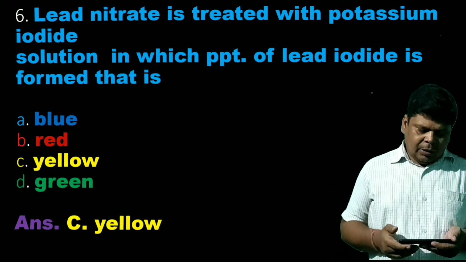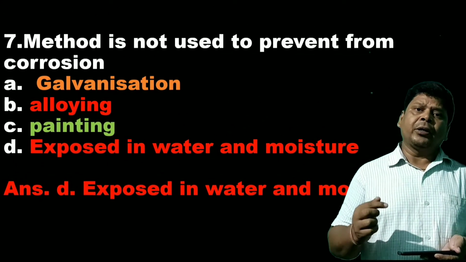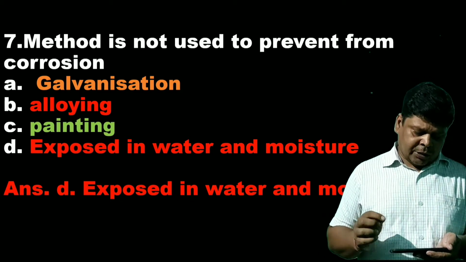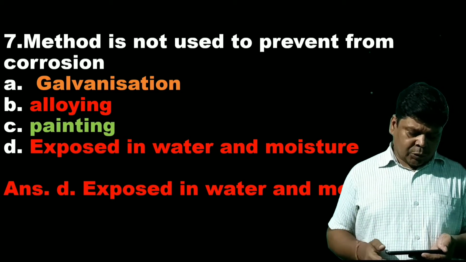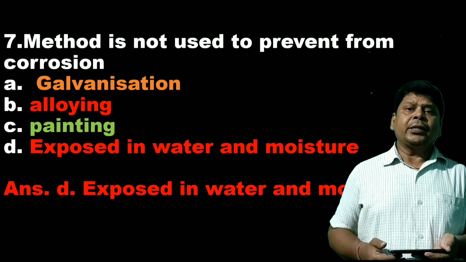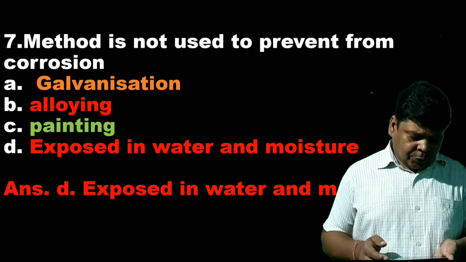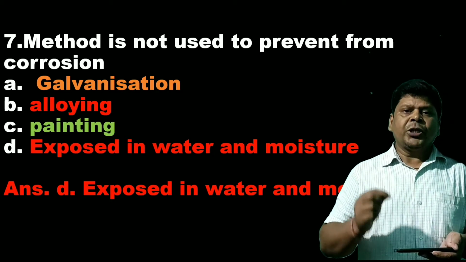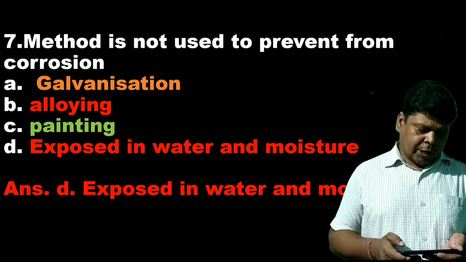Next, which method is not used to prevent corrosion? Galvanization, this is a method to prevent iron from corroding, where zinc is coated over iron. Alloying is also a method to prevent corrosion. Painting, yes, it disconnects the iron from air and moisture, so this is also a method. And the fourth one is exposure to water and moisture. This is not a method to prevent corrosion, so the answer would be D.